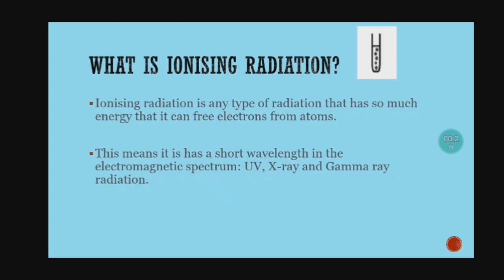So what is ionizing radiation? Ionizing radiation is any type of radiation that has so much energy that it can free electrons from atoms. This means it has a short wavelength in the electromagnetic spectrum: the UV, X-ray, and gamma-ray radiation.